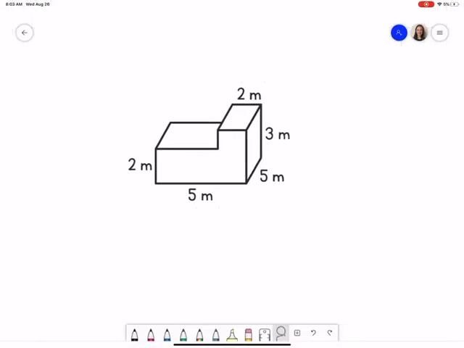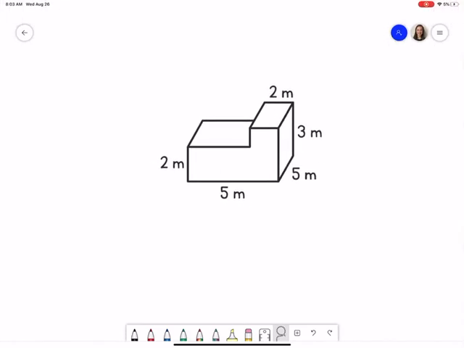All right, so here we go. Take a few moments, divide this into 2 rectangular prisms, and then find the volume. I want you to pause the video, solve this, and then check back and we will do it together.